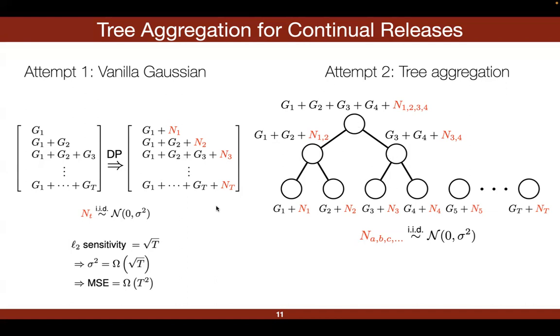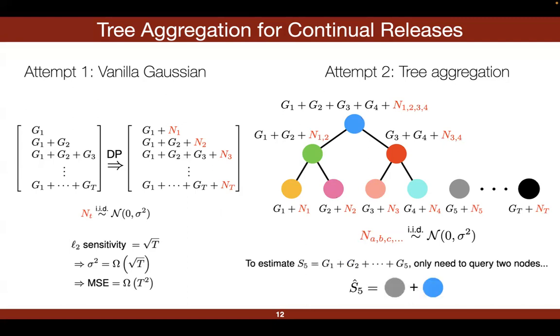Once we obtain this DP tree, then we can think about how to do the prefix sum estimate. For instance, if we want to estimate S5, then we can use this node, the blue one, plus this gray one. Then in this case, the number of independent noise terms will only be 2.